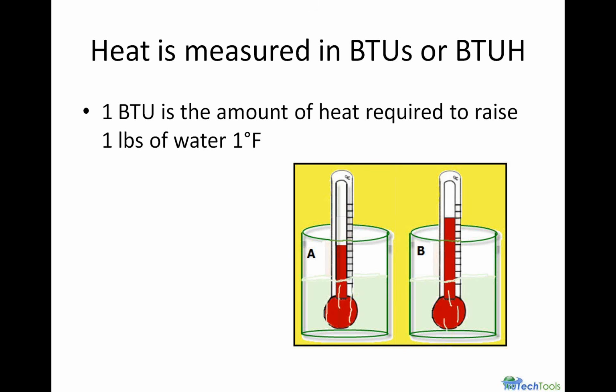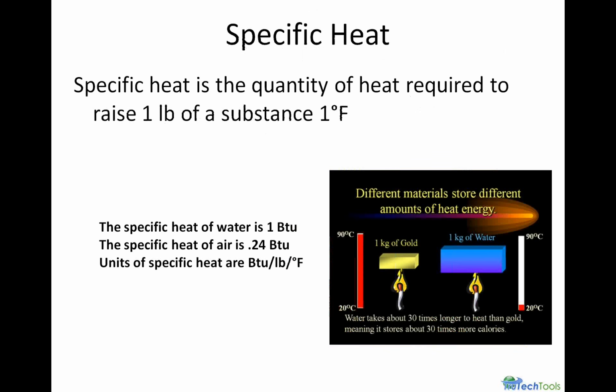But simply put, a BTU is the amount of heat required to raise 1 pound of water 1 degree Fahrenheit. You've probably heard that over and over again. But what we need to make sure that we understand is what specific heat is, because specific heat is the quantity of heat required to raise 1 pound of a substance 1 degree Fahrenheit. If we're talking about water, the specific heat of water is 1. But if we're talking about air, the specific heat is 0.24. And the units of specific heat are simply BTUs per pound per degree Fahrenheit. So with air, it would take 0.24 BTUs to raise 1 pound of air 1 degree Fahrenheit.